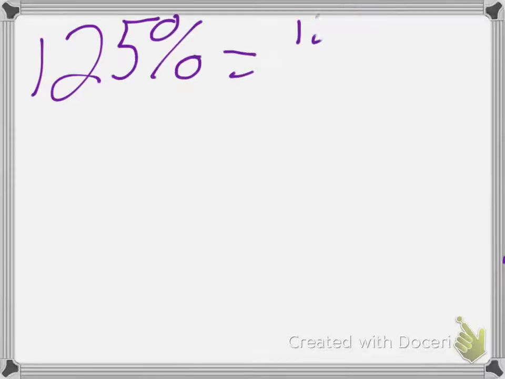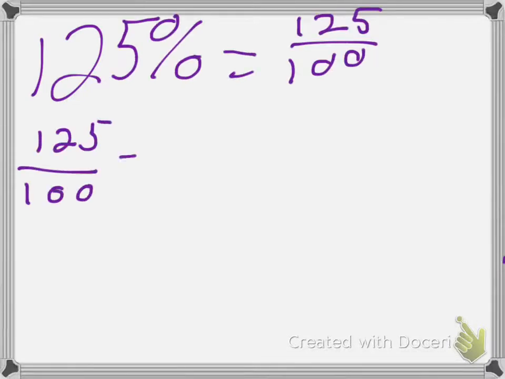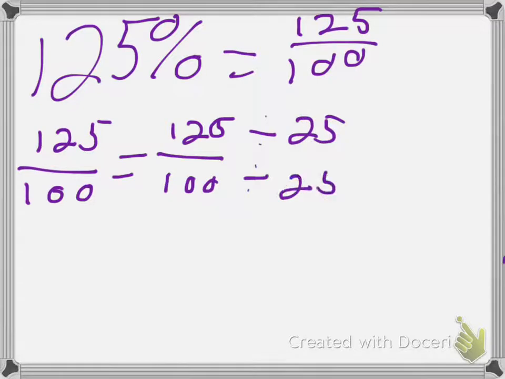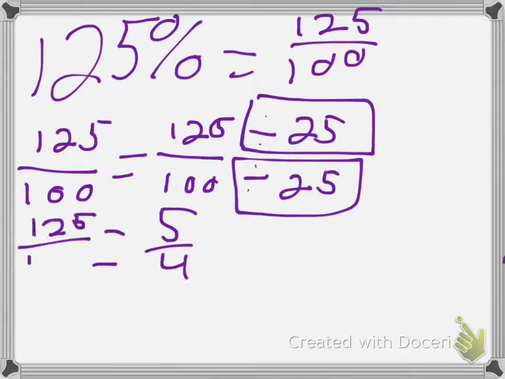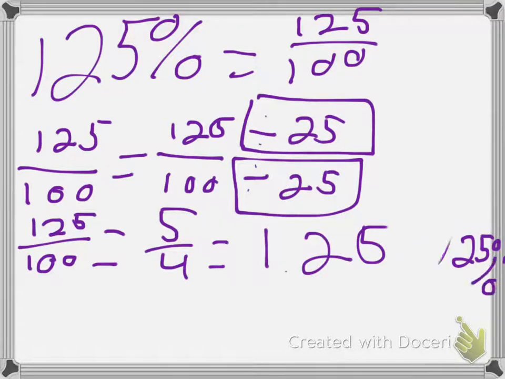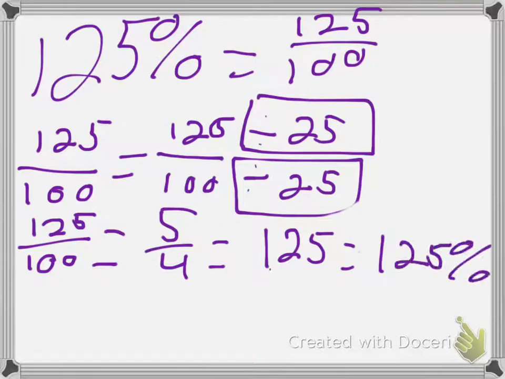Alright, 125% equals 125 over 100. 125 over 100 equals 125 divided by 25 over 100 divided by 25, top and bottom. 125 over 100 equals 5 over 4 equals 1.25 equals 125%.